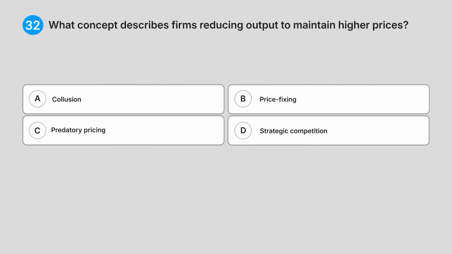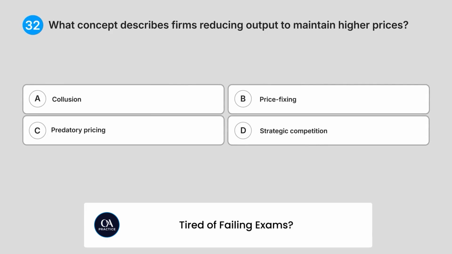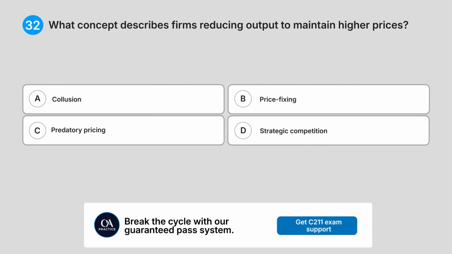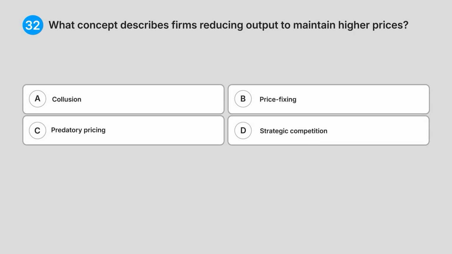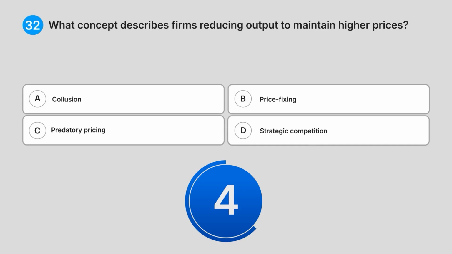32. What concept describes firms reducing output to maintain higher prices? A. Collusion. B. Price fixing. C. Predatory pricing. D. Strategic competition. Do you know the answer?